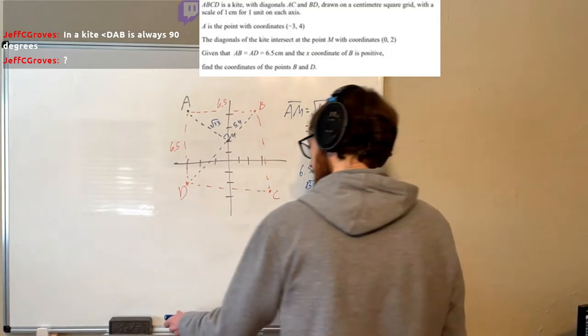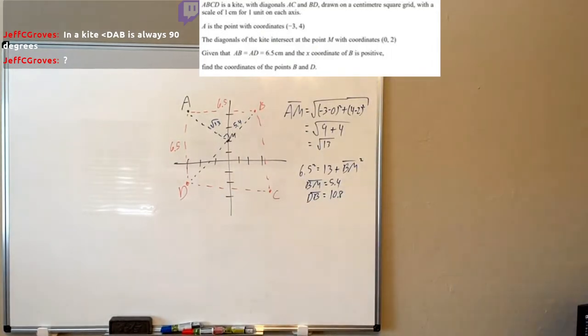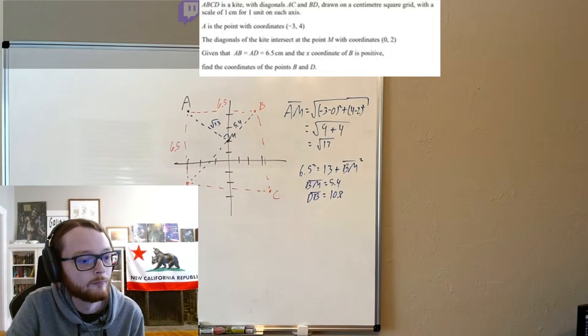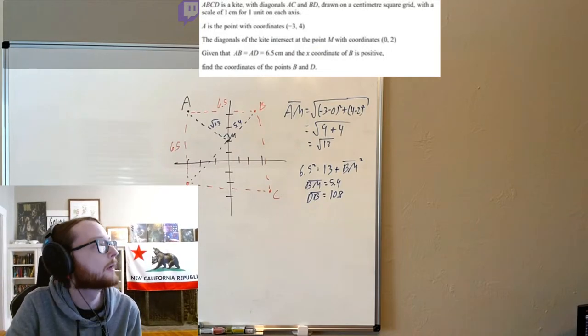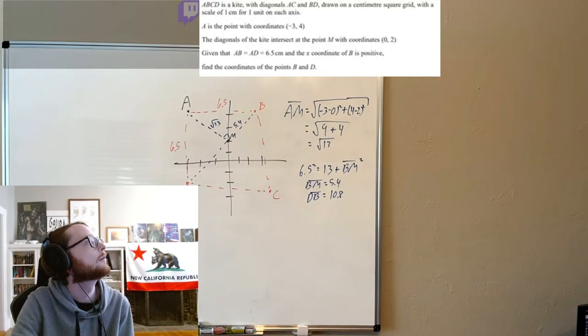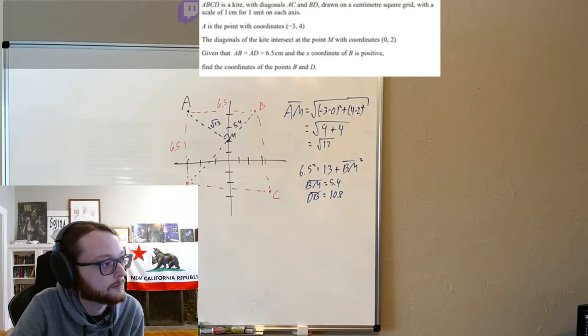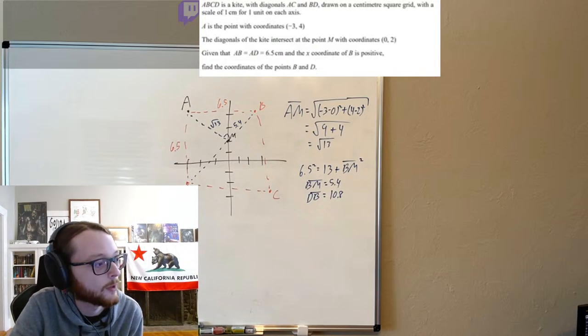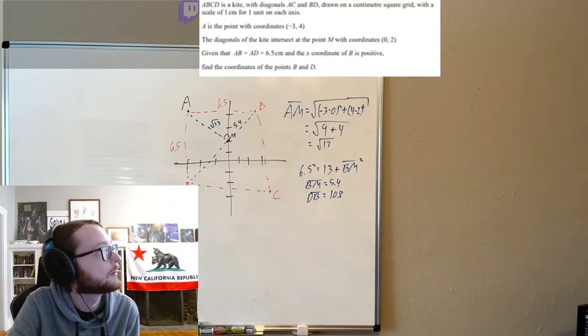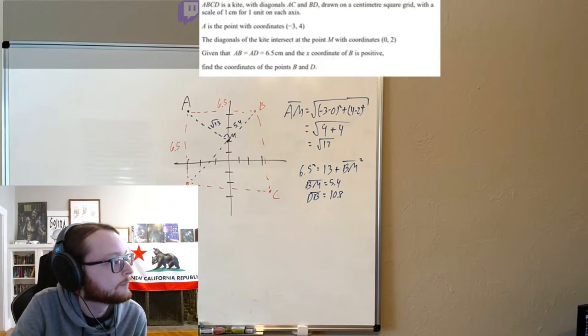Let me see. The wrong direction? In the kite, DAB is always 90? No, I just drew it where it looks like 90 degrees. It's definitely, if it's 90 degrees, it has to be a square, actually. So it's not gonna be 90.